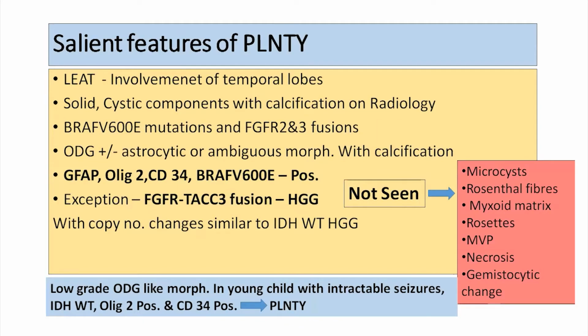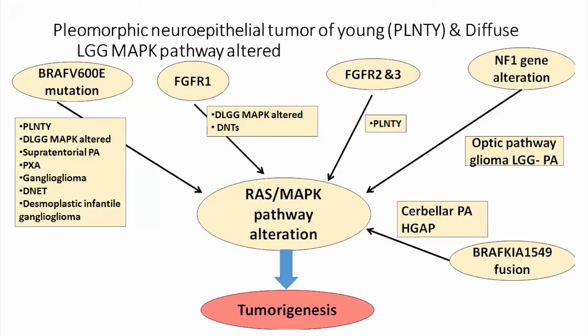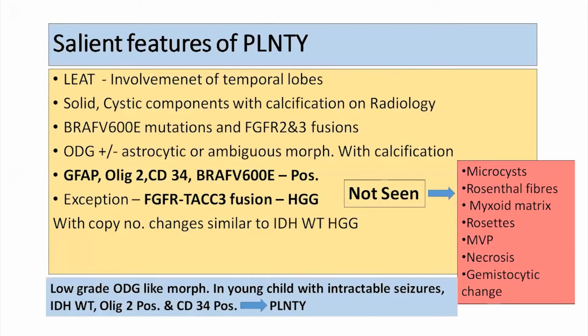OLIG2, remember the first two entities: diffuse astrocytoma, MYB/MYBL1 altered, was negative for OLIG2. Then angiocentric glioma was also negative for OLIG2. But these two entities, PLNTY and diffuse low-grade glioma, MAP kinase pathway altered, will be OLIG2 positive. So the first two entities were negative for OLIG2, and the next two entities, the third and fourth, are positive for OLIG2.